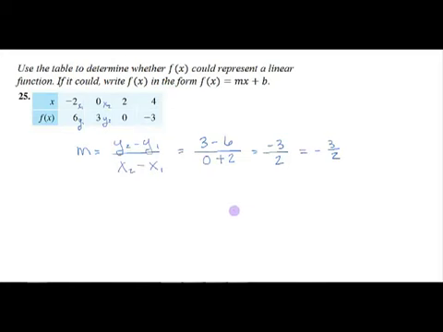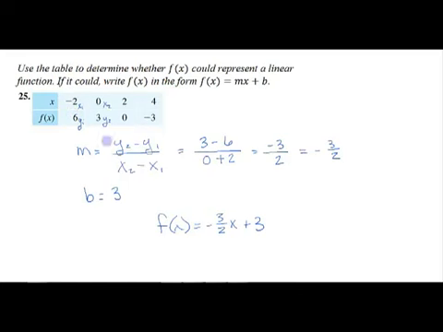Can you see from the table what our b value is? The b value is going to be 3 because when x is 0, you know that you have a y-intercept, so b is 3. Now we have everything that we need to put together our linear function. It will be f of x equals -3/2 x plus 3. Now let's go ahead and test this function with all the points that we've been given in the table.